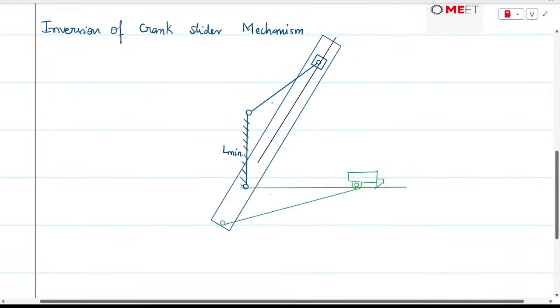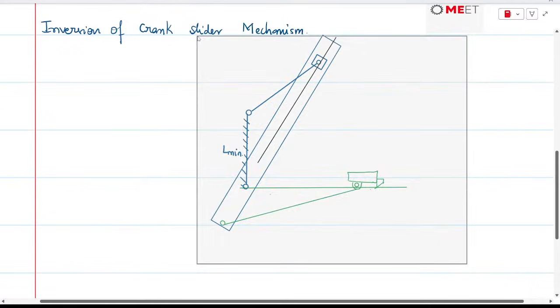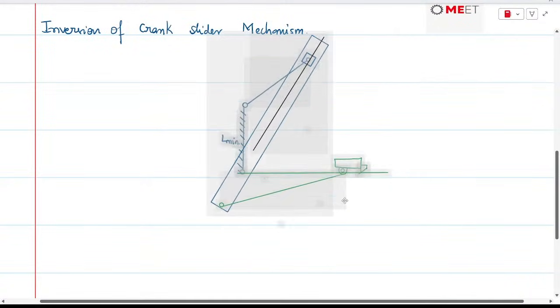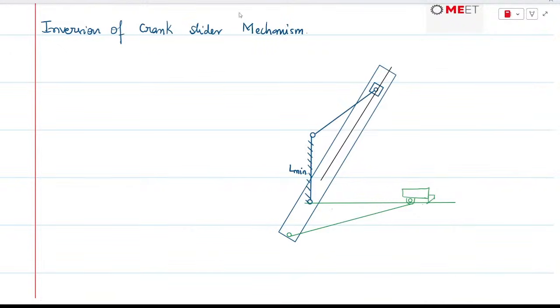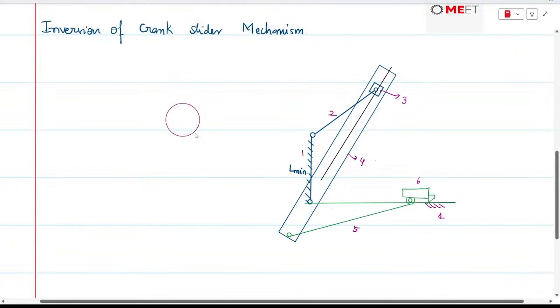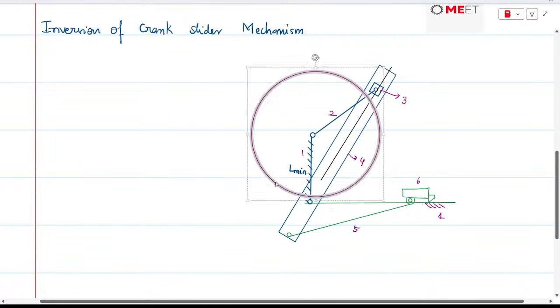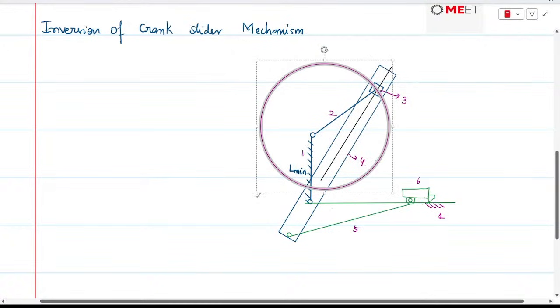If you try to understand the working of the Whitworth mechanism, it is actually a six link mechanism. First, link 1 is fixed, this is link 2, this would be link 3, and the slotted bar is link 4, this is link 5, and the cutting tool is link 6, and this is once again link number 1. So the locus of link number 2 is going to be a circle. This will be the locus of link number 2, and the center is this point.